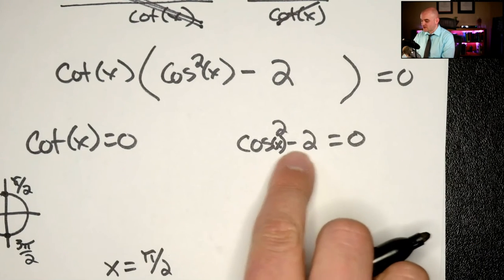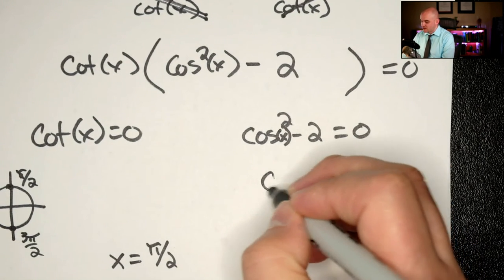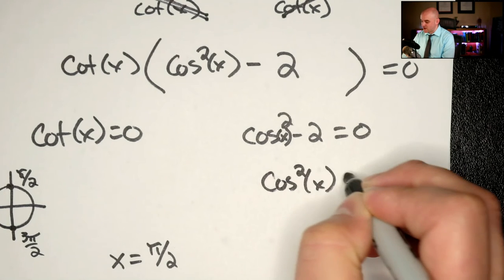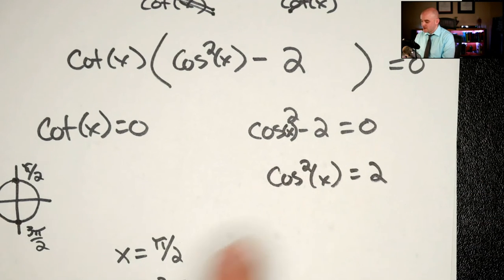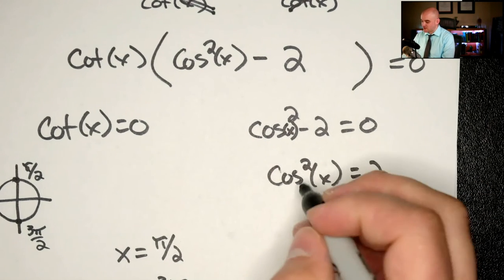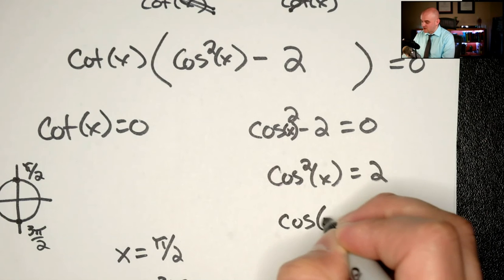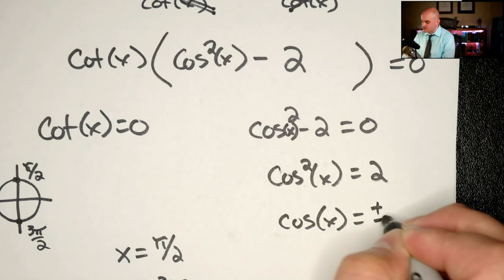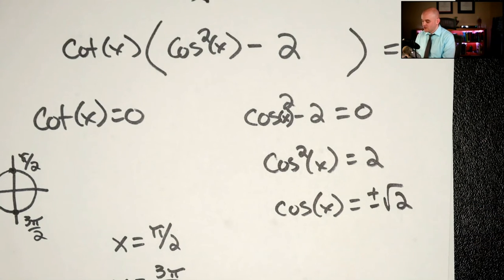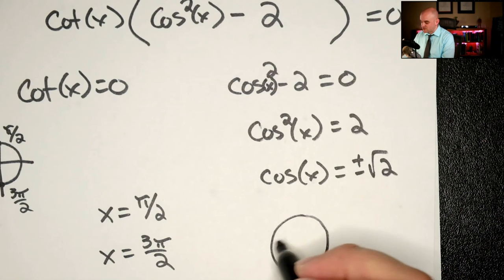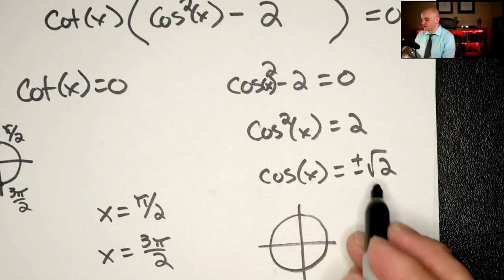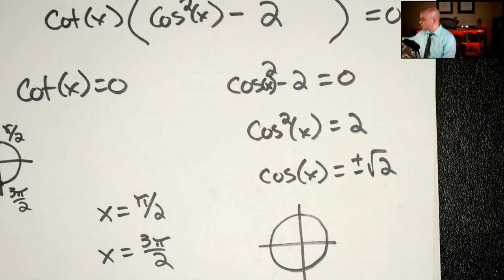Let's go over here and solve this. Add 2 to both sides. I get the cosine squared of x equals 2. And then I'm going to square root both sides, and I get the cosine of x is equal to the positive or negative root of 2. Now we're going to think back to the unit circle and ask, when is cosine equal to the square root of 2?